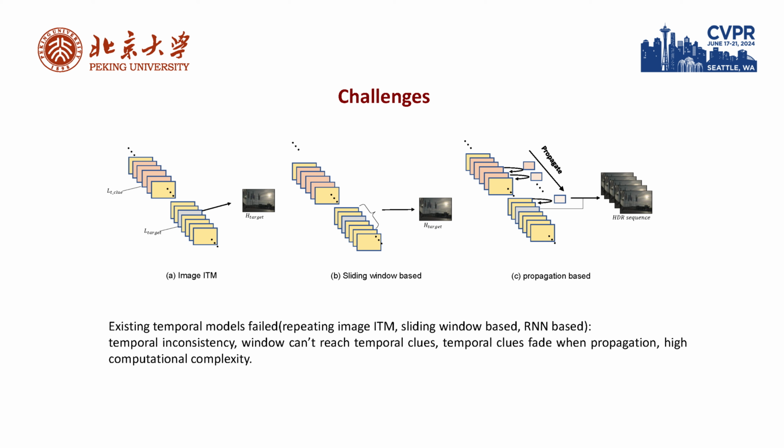The most straightforward idea to leverage temporal clues is using existing temporal models, such as repeating image ITM, sliding windows, or recurrent models. But these temporal models failed because repeating image ITM will cause temporal inconsistency. A small window size in sliding window-based models cannot reach far distant temporal clues, while a large one may lead to a significant increase in computational complexity, and in RNN-based models, temporal clues fade when long-term propagated.